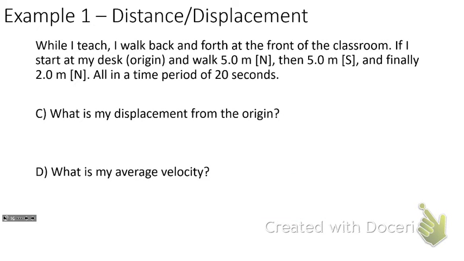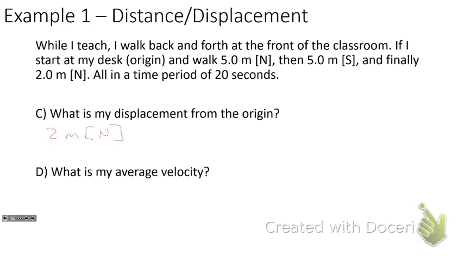Which brings us to the next question. What is my displacement from the origin? If the desk was my origin, and now I am 2 meters north of that, then 2 meters north is my displacement. Even though I went forward and back and then forward again, my displacement is only 2 meters.